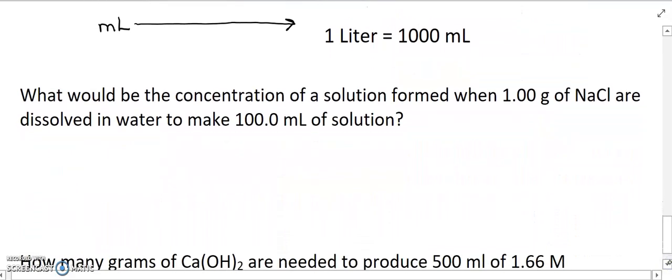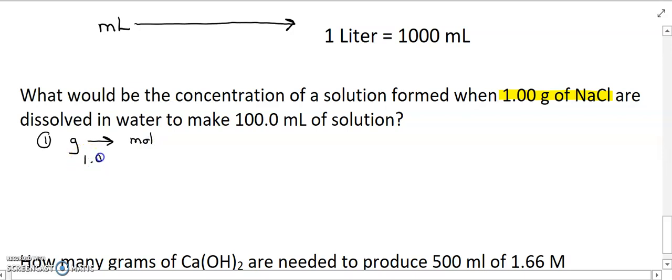So let's take a look at a couple problems that look like this. What would the concentration of a solution be, formed when 1.0 grams of NaCl are dissolved in water to make 100 milliliters of solution? And this leaves me with two different things. First of all, I have 1.00 grams of NaCl. And one of my steps has to be to take the grams and turn it into moles so I can solve for molarity. So let's just take that step and do that right now.